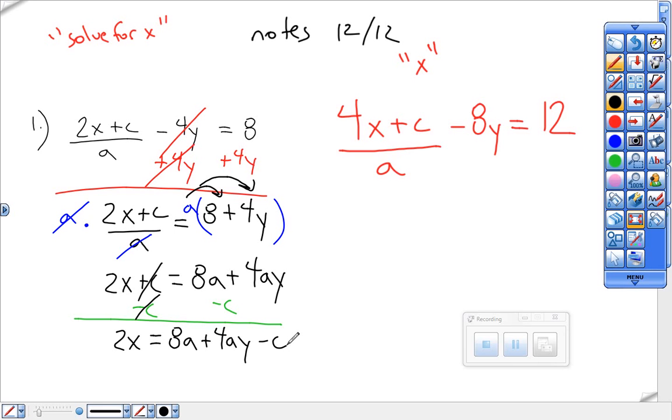And then the last step is divide everything by 2 and know that that splits up into 3 little mini fractions. So here we go. Divide everything by 2.